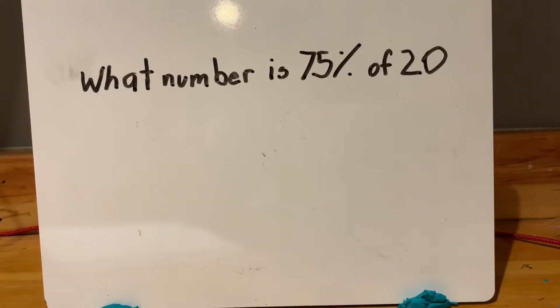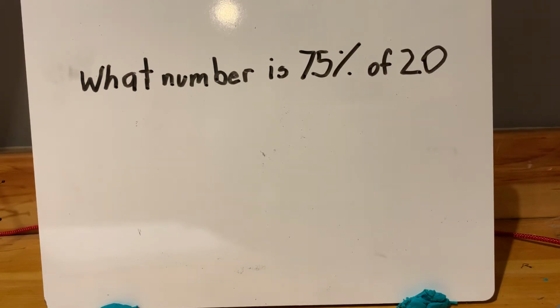To describe part of a whole group, we may use a percent, a fraction, or a decimal number. When we are asked to find a certain percent of a number, we usually change the percent to a fraction or to a decimal number before we perform the calculation.